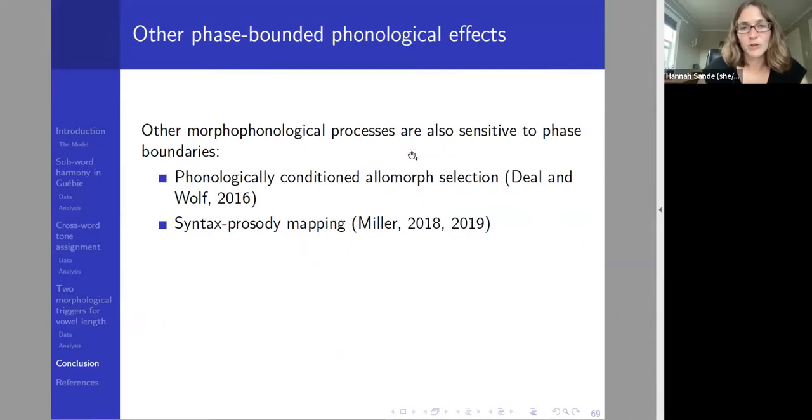Other morphophonological processes are also sensitive to phase boundaries and might be good candidates for evaluation in cophonologies by phase. Things like phonologically conditioned allomorph selection, syntax prosody mapping. I have some current work with Taylor Miller looking more at that, that sort of fancy P part of the vocabulary item. So what can these morpheme-specific prosodic subcategorization pieces do for us, and how does that relate to syntax prosody mapping?